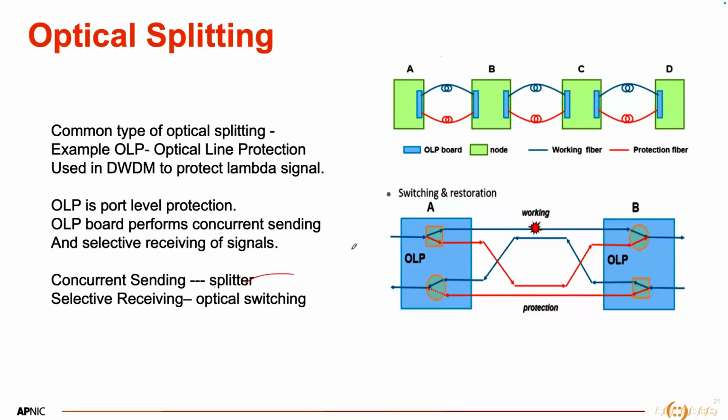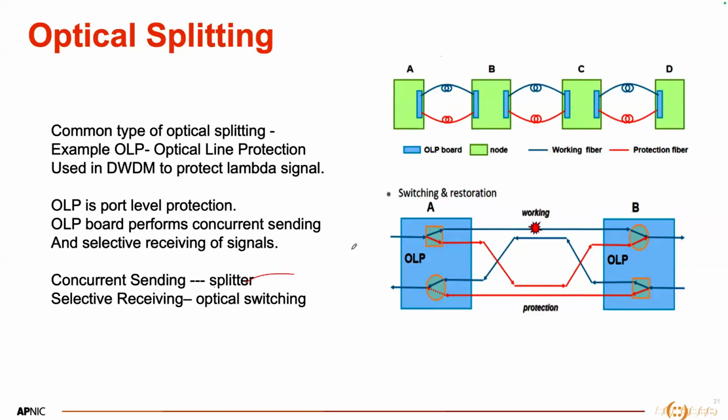So now we will talk about another concept, optical splitting. So what is optical splitting? Optical splitting is a way of doing splitting. One signal will be split into two. That is the most simplistic explanation of optical splitting. We use this process in case we want to provide optical redundancy to any signal.